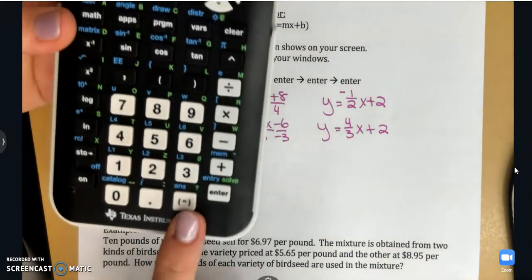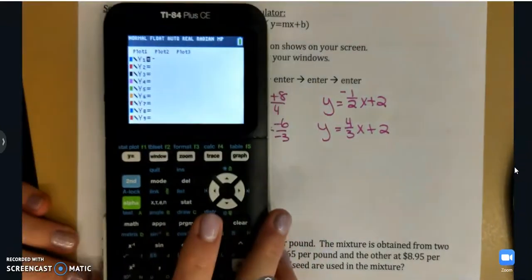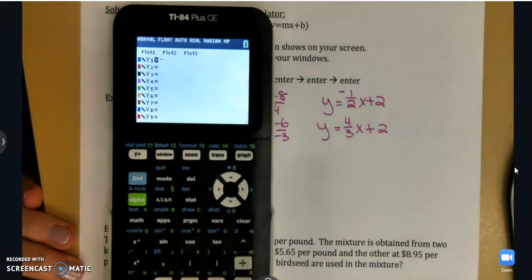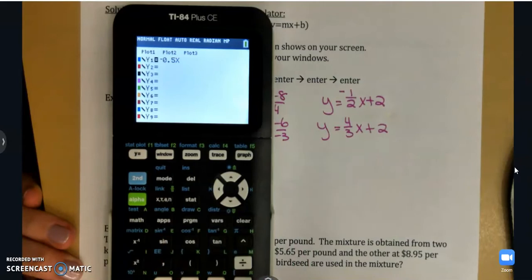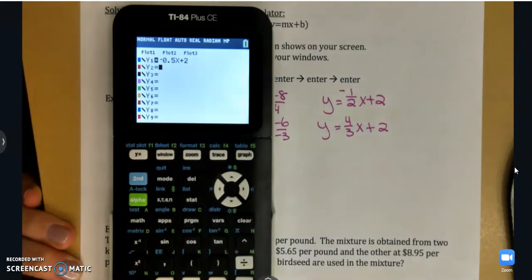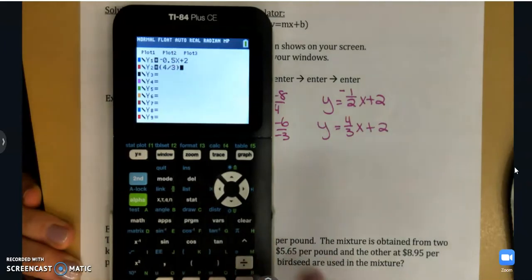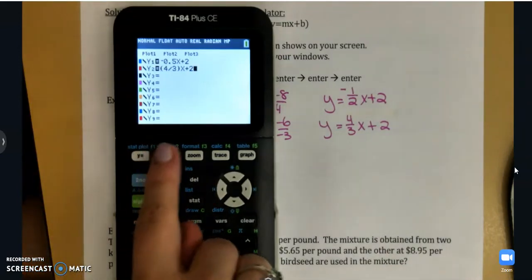I'm going to plug in these 2 equations into my calculator. So remember, the negative is different from the minus. So it's negative 1/2, which is also 0.5. X, you get that value here, plus 2. There's my first equation. Then my second equation, 4 divided by 3, that doesn't turn out to a pretty decimal, so I have to leave it that way as a fraction, plus 2. So there are my 2 equations, and I'm ready to graph them.